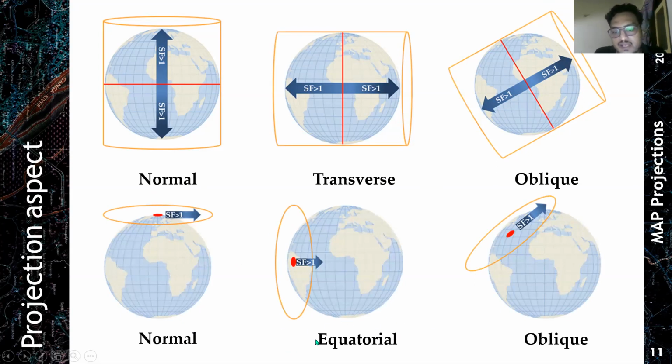We call it the equatorial aspect rather than the transverse aspect, because in this case your developable surface is touching the equator. And we can also have this oblique case, which is suitable when you want to prepare a map for a city or a specific location where you want distortion to be very minimal. For example, if you want to prepare a map of Delhi, then I will have this developable surface tangential at Delhi on the reference globe.